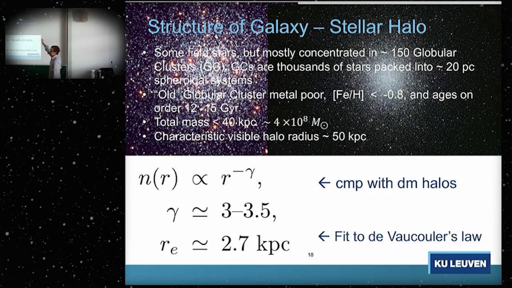there are field stars, yes, but they're mostly concentrated in about 150 globular clusters. And there are thousands of stars packed within 20 or so parsecs. And remember that we already made the distinction between a dwarf galaxy and a globular cluster, where they might have similar luminosities, for example, but a globular cluster is typically much more tightly packed.